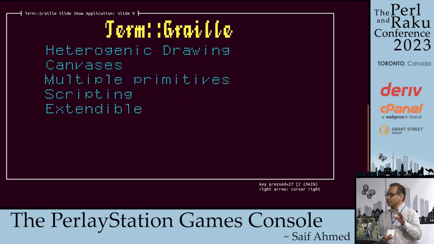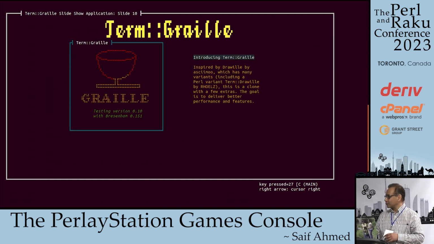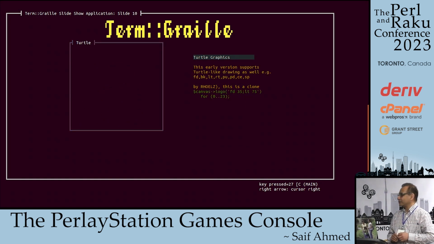Its objective is to produce heterogenic drawing on a console. You can have multiple canvases and multiple simple drawing primitives. It allows scripting of the drawing parameters, and it's also extendable with other modules. So this is what term Graille does.